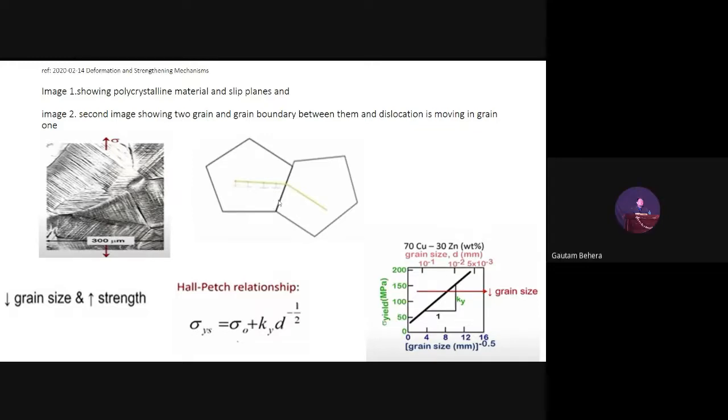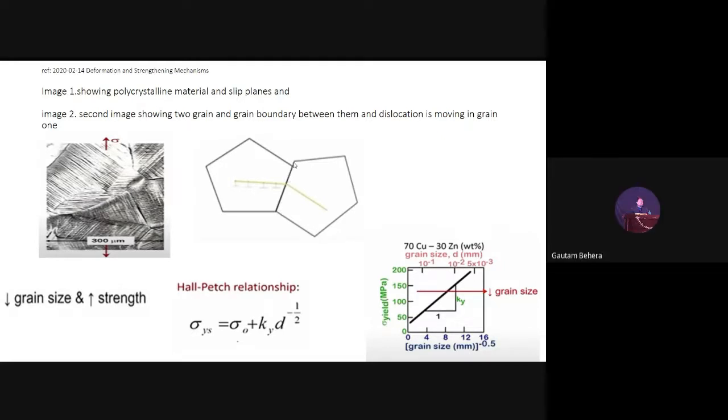Orientation difference, very good. So you can see in this grain, the orientation of the slip plane is like this, but in the next adjacent grain, the orientation of the slip plane is like this. Due to the difference in orientation of the slip plane in adjacent grains, the dislocation is easily gliding on the slip plane in this grain, but the moment it comes to the grain boundary, what happens? It will get stopped. It cannot propagate to the next grain. Why? Because the slip plane orientation is different in this adjacent grain. So what is the conclusion now? At the grain boundary, dislocation pileup occurs.